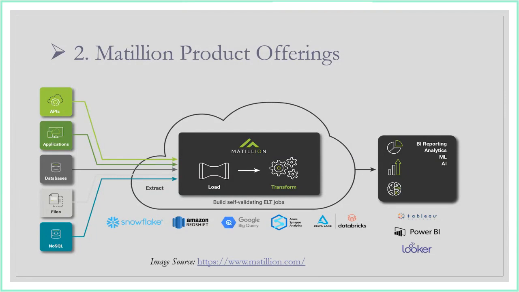AWS is providing ETL service. Google, GCP, also providing ETL service. Azure also providing ETL service. So what is the difference with Matillion? You are saying Matillion is a cloud-based tool. Cloud came recently, so by using cloud we can reach ETL functionality. What is the main advantage of Matillion compared to cloud ETL functionality?